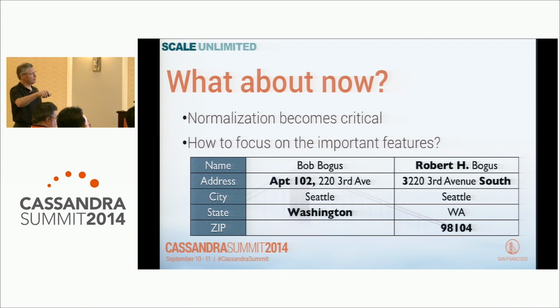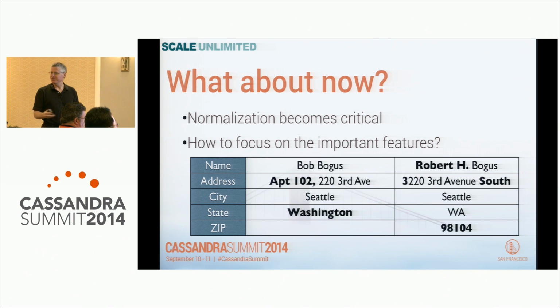The fact that there's no middle initial here is okay. Sometimes you don't get the middle initial. Not having an apartment number, okay, sometimes you get the apartment number, sometimes you don't. But the fact that it's 3220 versus 220 there, is that a typo when people are entering?